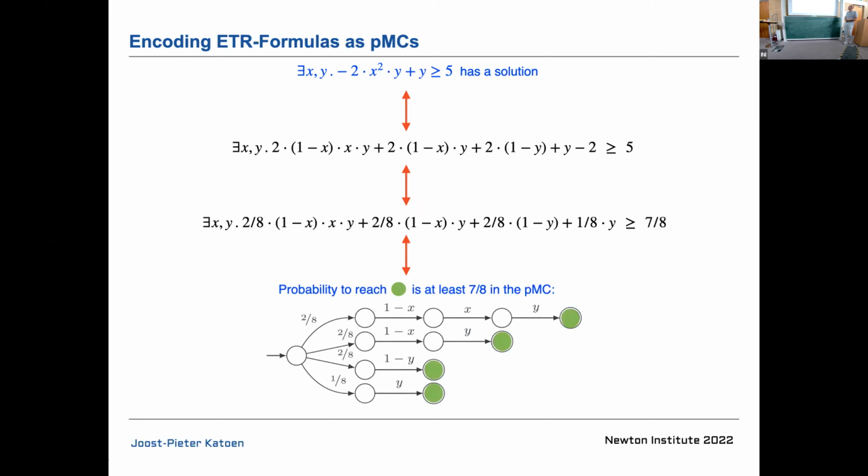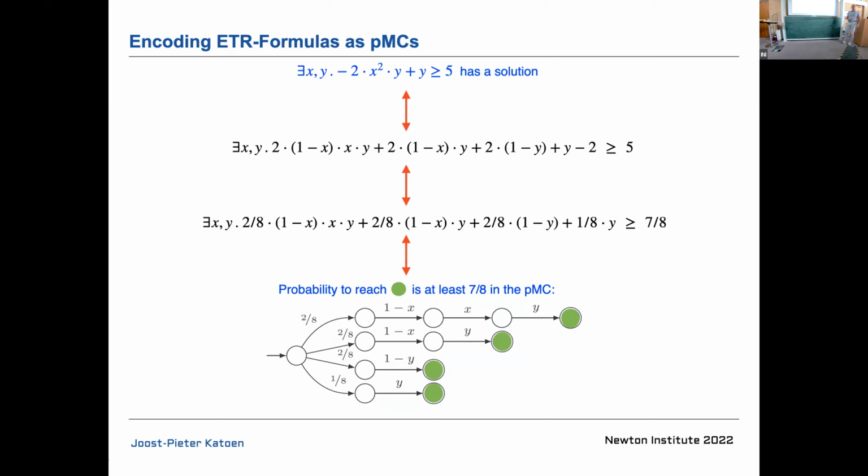Now what you can see is that you can convert this into a reachability probability in a parametric Markov chain. At least 7/8 becomes my threshold. Now you see that this polynomial is 2 over 8 times 1 minus x times y. So basically these polynomials are encoded as sequences of transitions in my parametric Markov chain, and the plus are the branches. Here I got 1, 2, 3, 4 monomials, so I get 4 branches.